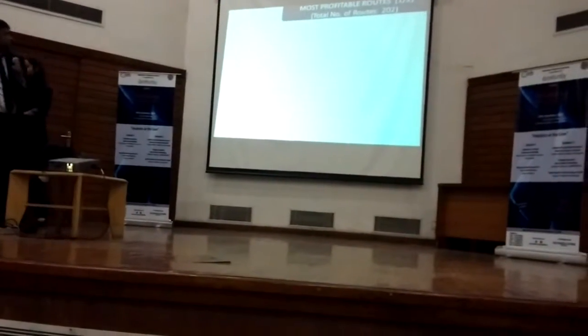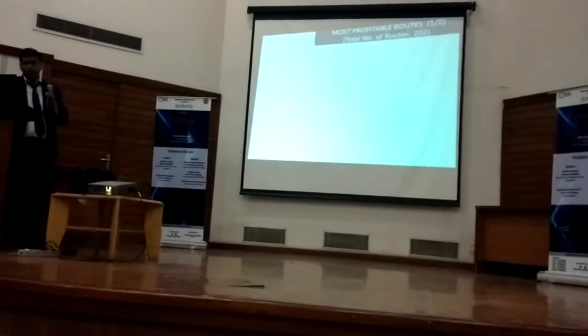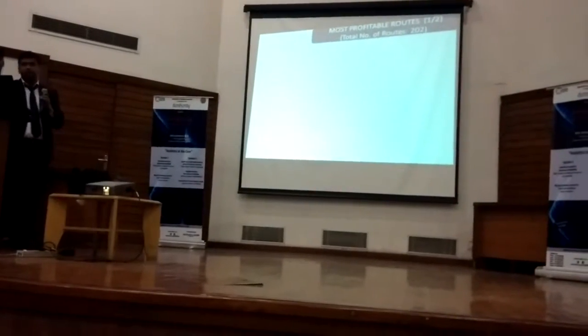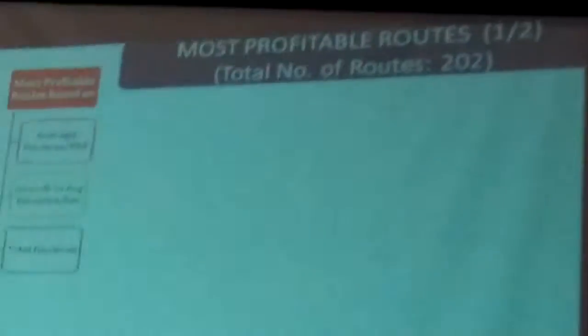The first question which was asked from us was about the most profitable routes. The total number of routes given was 202. So we have analyzed the routes based on three criteria. The first one is the average revenue per kilometer, which gave us the profitability.